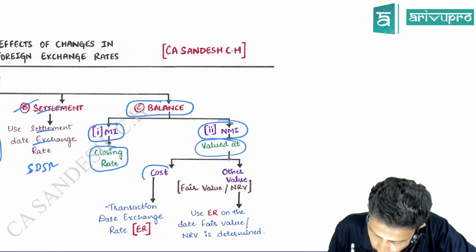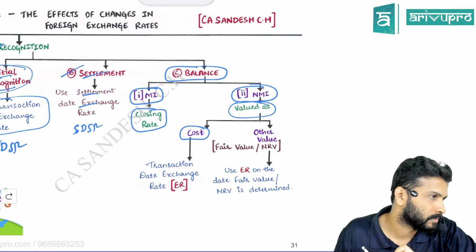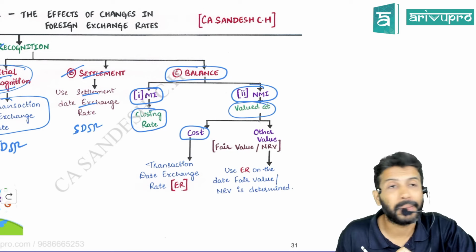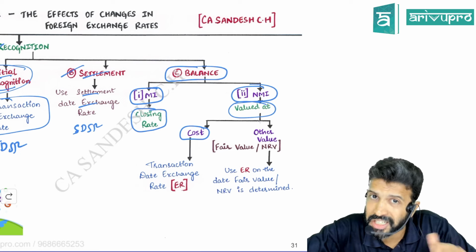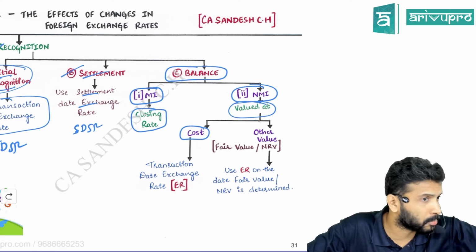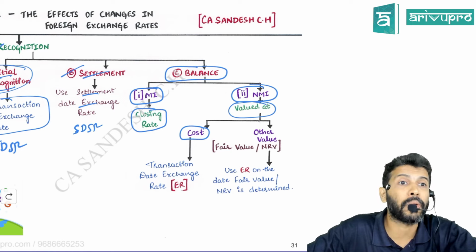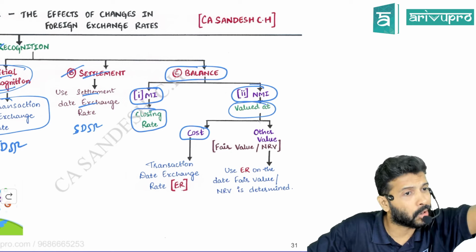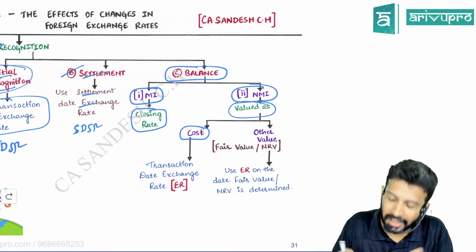If it is valued at cost, which will be the case mostly, then you don't have to do anything. Meaning, initially when you purchased inventory or an intangible asset or PPE, did you record it in foreign currency or did you convert it? You converted it into Indian rupees by using what? The transaction date spot rate. You show the PPE in your balance sheet at the same rate.